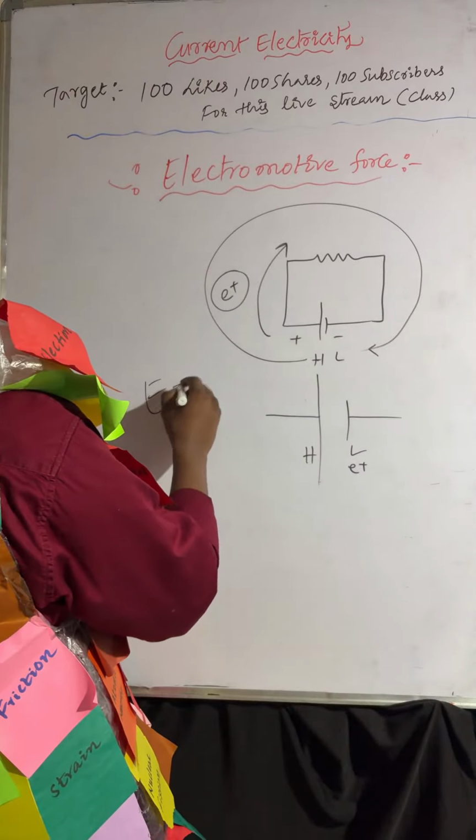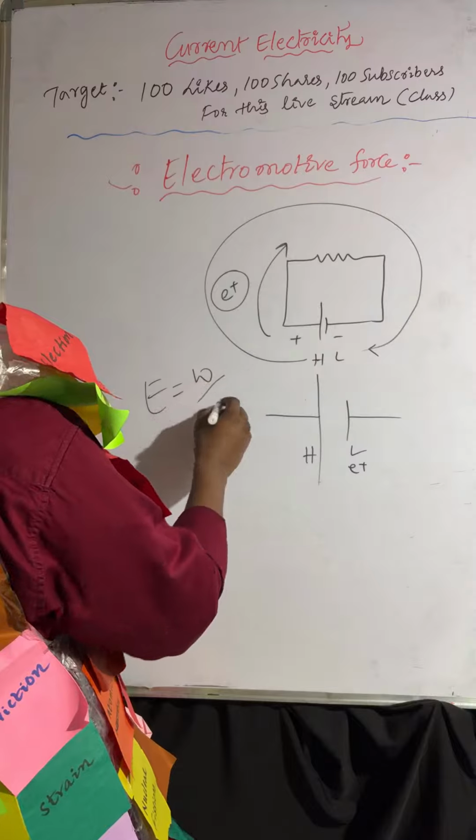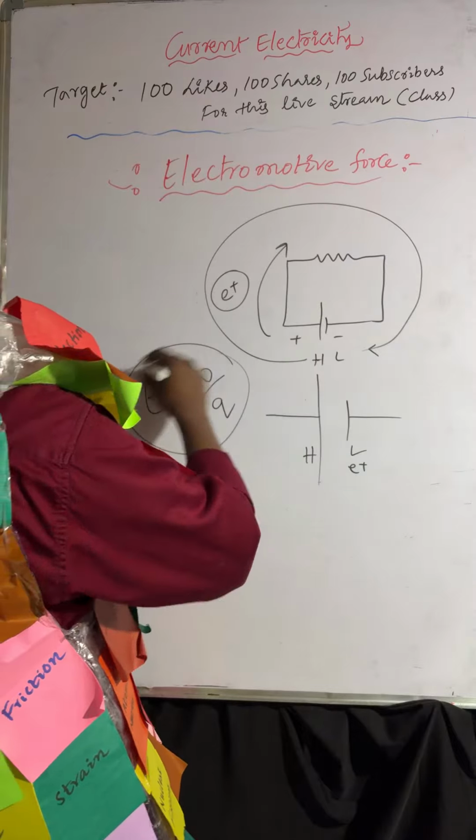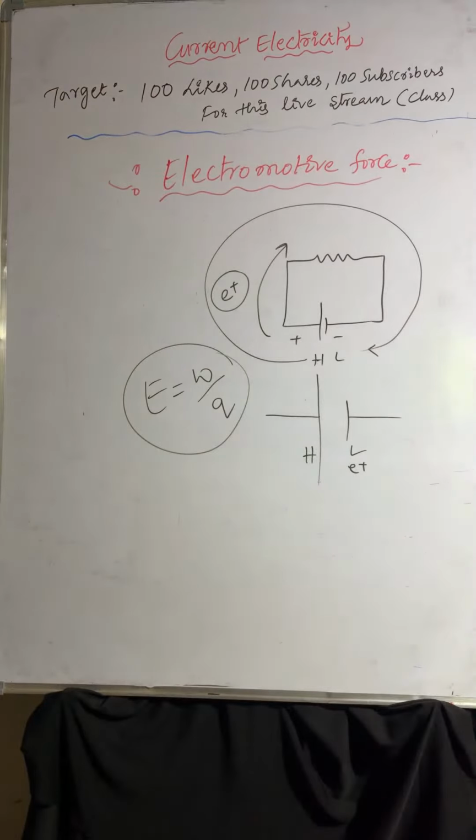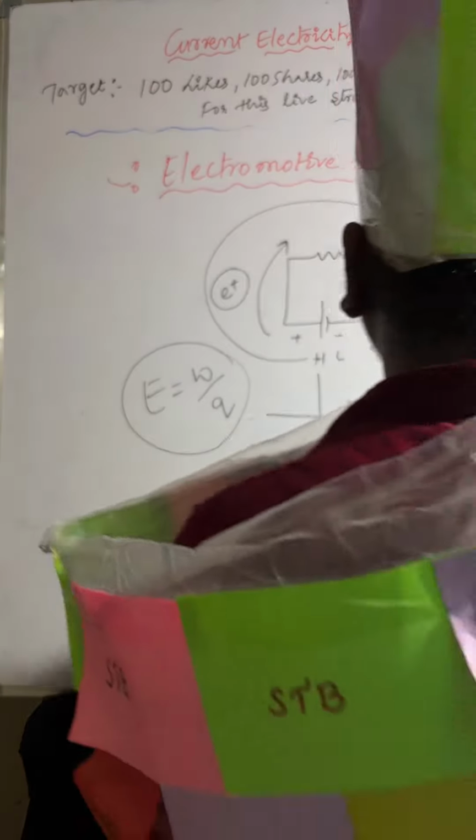Work done by the cell, work done by the battery on the positive charge. Okay, so E equal to W by Q. This is called electromotive force. Understood or not? So I hope it is very clear. So that is about electromotive force.